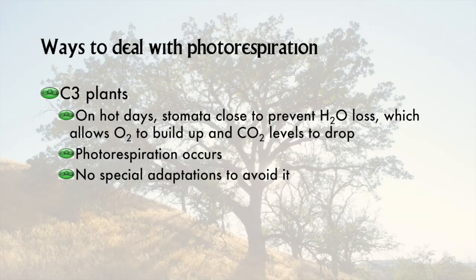C3 plants don't really do anything to deal with photorespiration. Under very hot and dry conditions, plants just close their stomata to prevent dehydration. Oxygen builds up, carbon dioxide levels drop, photorespiration happens, and that's it. For an individual plant in a particular site, they, in essence, do nothing to deal with photorespiration. But over the long run, this affects where different species of plants are capable of establishing populations that can persist.